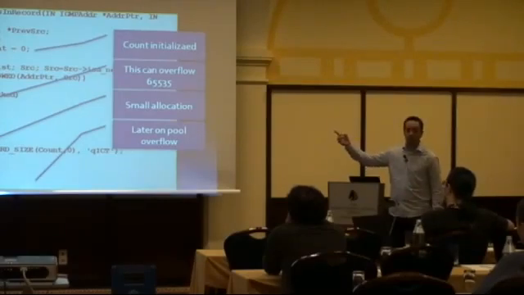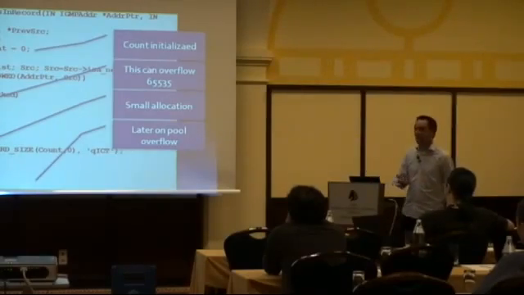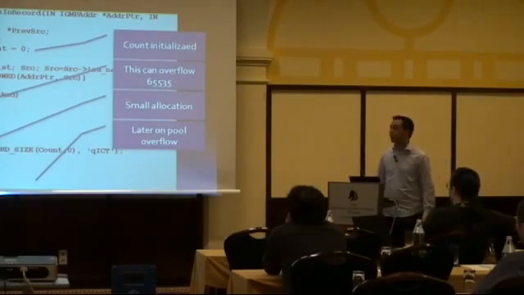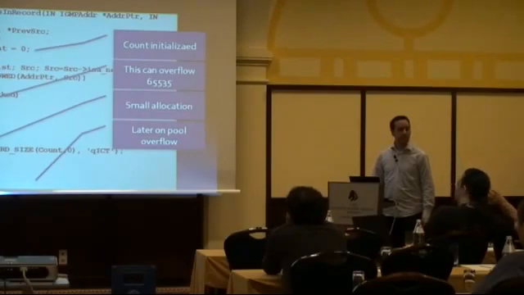The fix here, this is real Windows TCP/IP source code. The fix here was to do a basic integer overflow check on count. Is this clear? No? Why not?